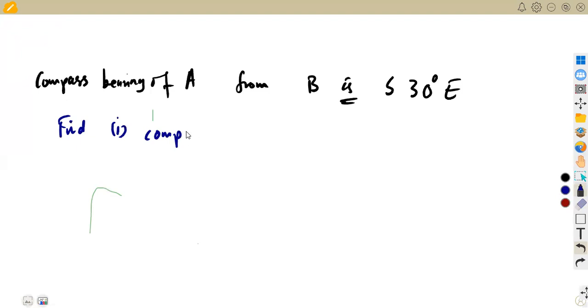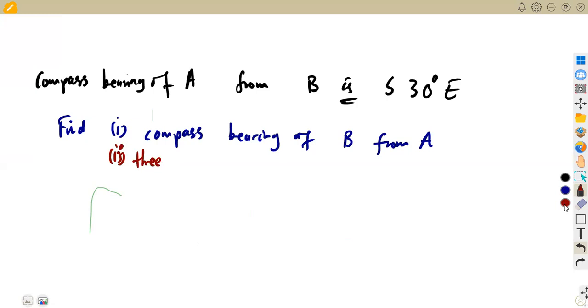All right, so they will need us to calculate maybe the compass bearing, in this case of the opposite now, which is from what this time? The compass bearing of B from A, and the three-figure bearing in this case. All right, so you can have a three-figure bearing, that's it. Three-figure bearing of what? Of the same B from where? From A.